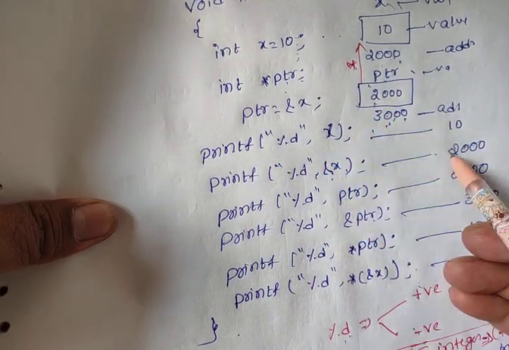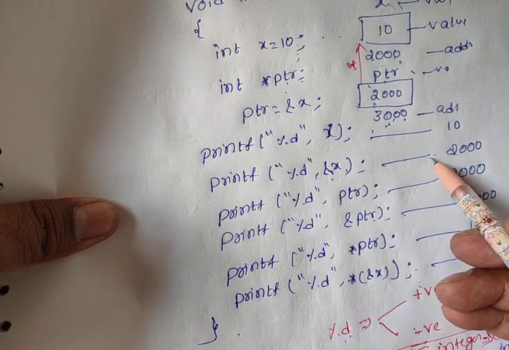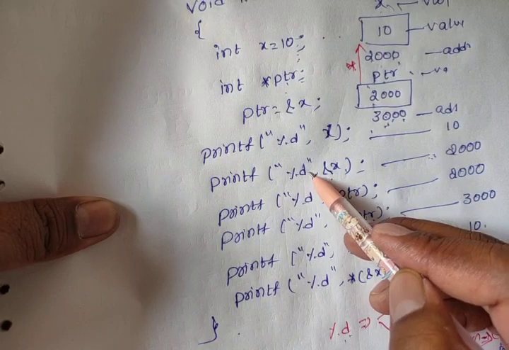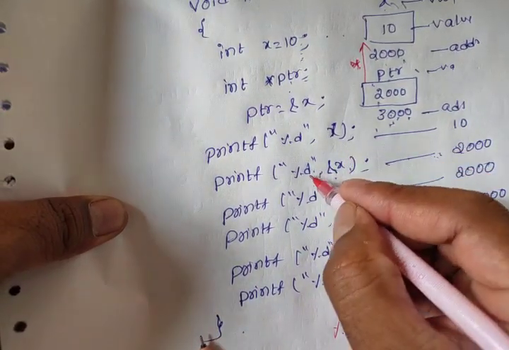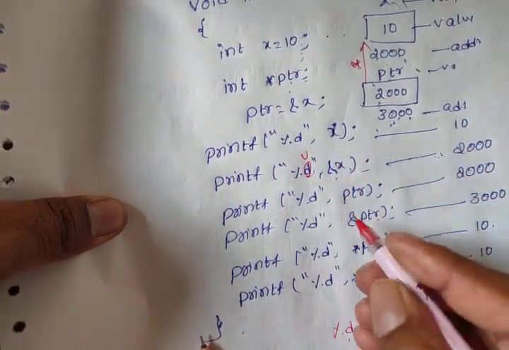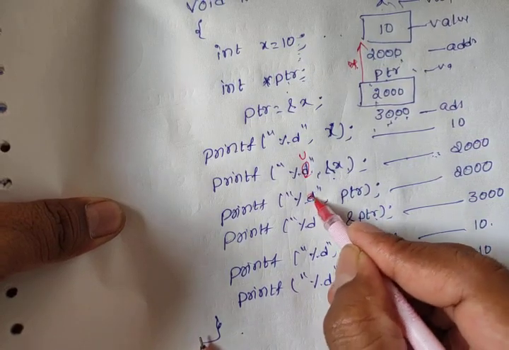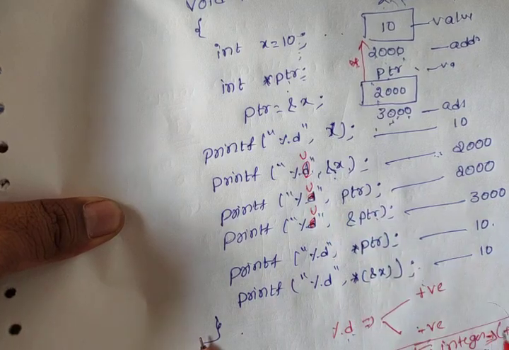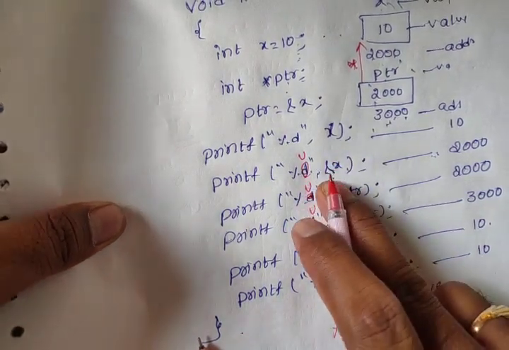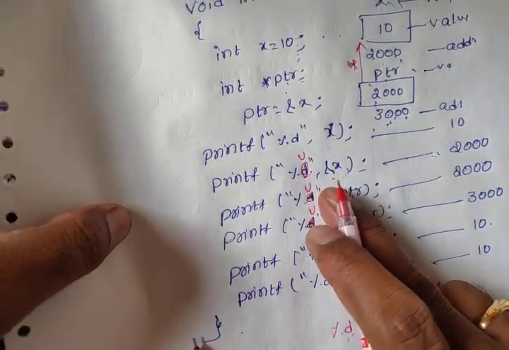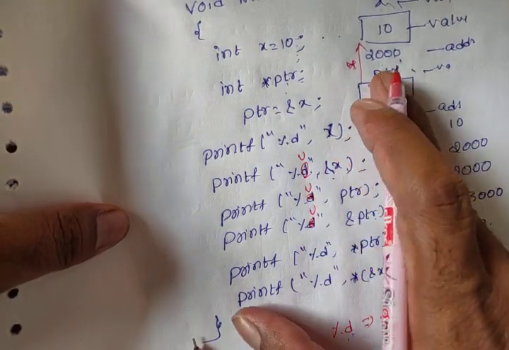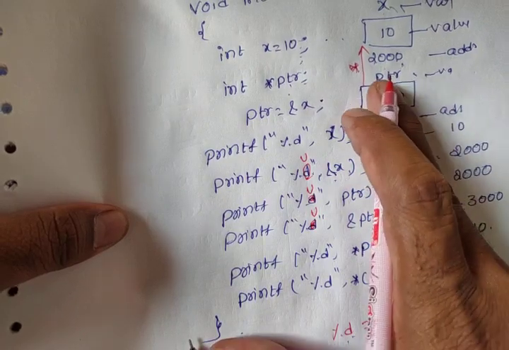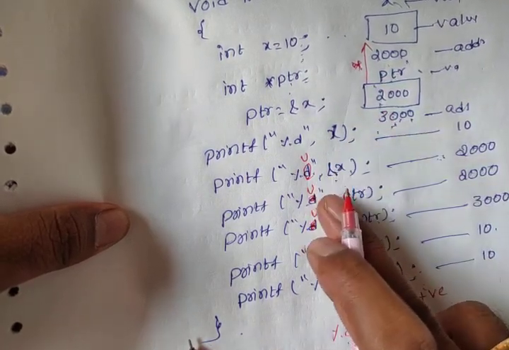So that's why, at the time of displaying or accessing using the address, we use the format string %u instead of %d. Here also it is an address, so %u, and this is also an address. I hope you can understand why we use %u instead of %d: because our address is represented in the form of positive integers.